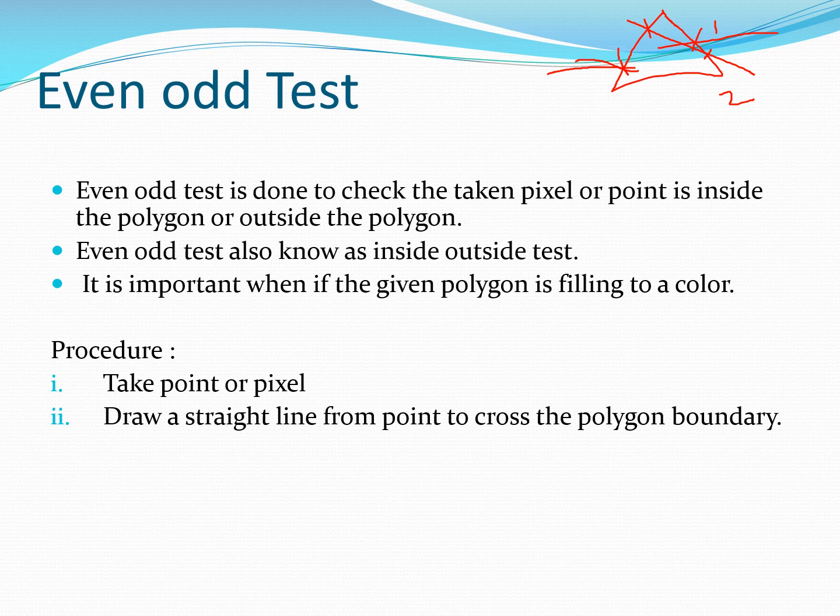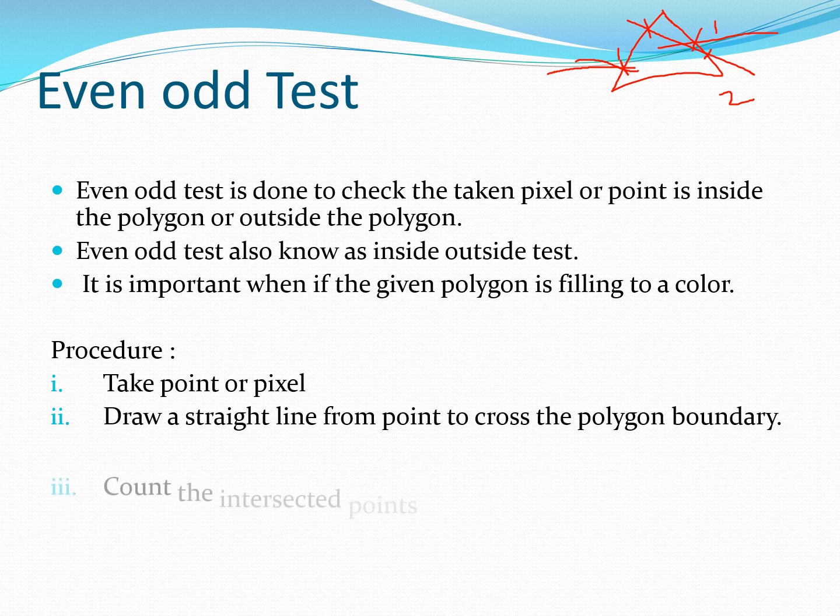Now what is the concept here? If an even number of intersections happen, then the pixel is outside the polygon. If the number is odd, for example 1, 3, 5, 7, then the pixel is inside the polygon.